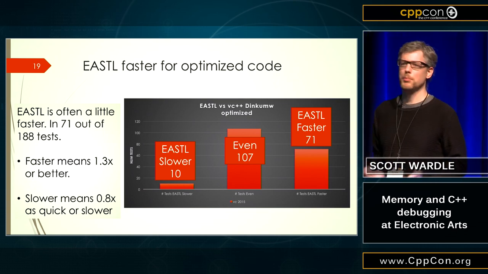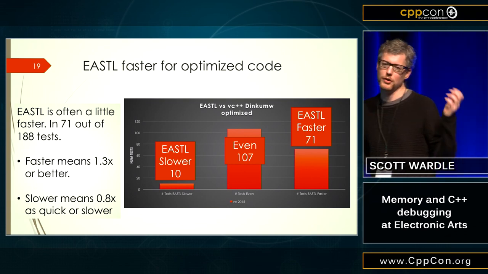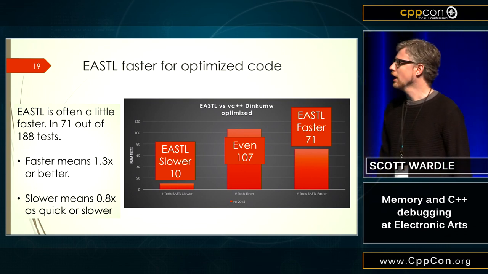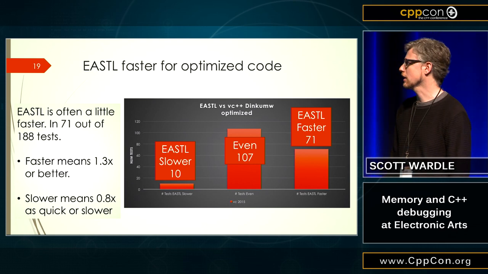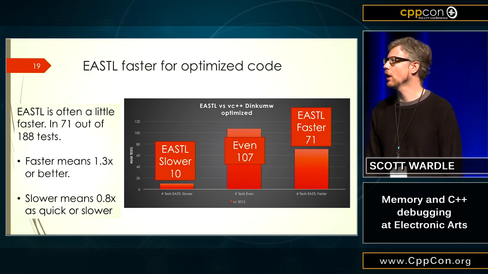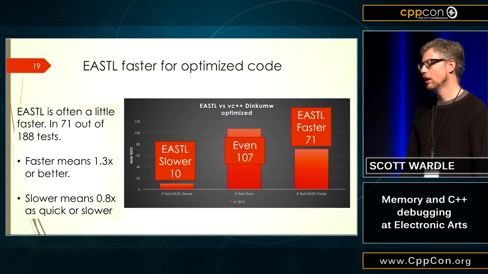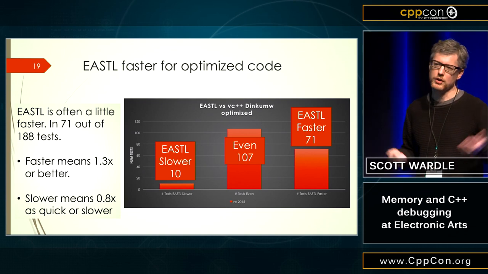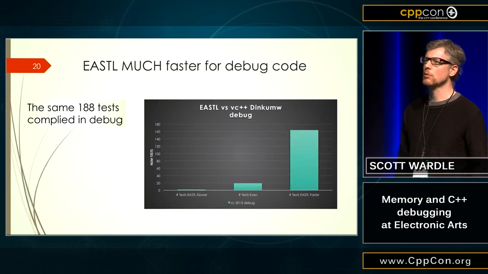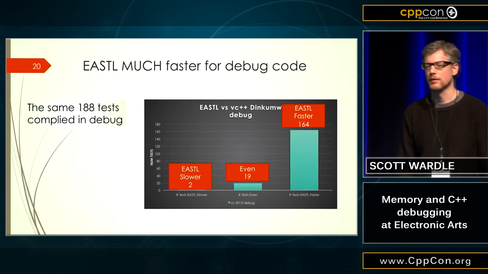This is a bunch of tests. This is a benchmark, and so I don't know, maybe the benchmark isn't that good. But out of the 188 tests that I had, in 71 cases we are 30% faster. There's 10 which we're slower, and we know what they are. They're not cases that we normally use, or we wanted to go for memory or something instead.